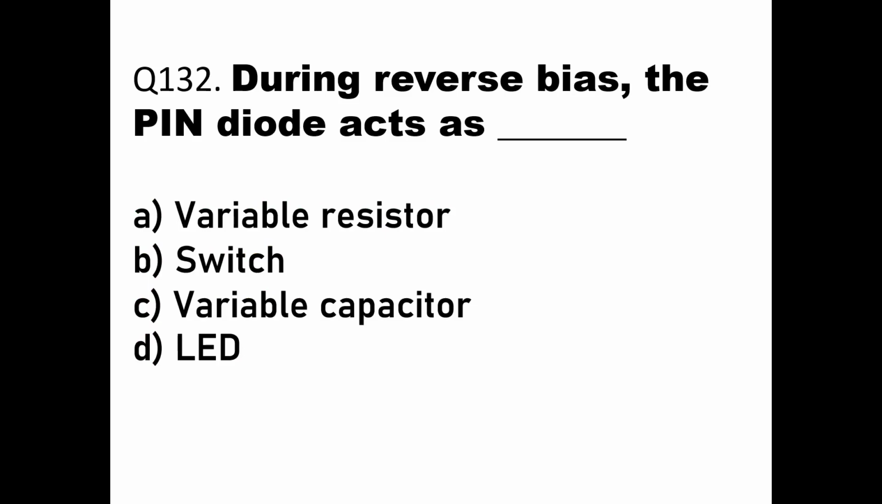Question number 132. During reverse bias, the PIN diode acts as. Now during reverse bias, we again have the same structure: P type of material, intrinsic material, and N type material. In reverse bias, that intrinsic material is adding to your depletion layer. Now there is a depletion layer which is not allowing any current to flow, like an insulator between P type and N type semiconductor. If between two semiconductors there is an insulating layer, then you can view it like a capacitor. So it can be a variable capacitor. So during reverse bias, the PIN diode acts as a variable capacitor. So here the option will be C, variable capacitor.